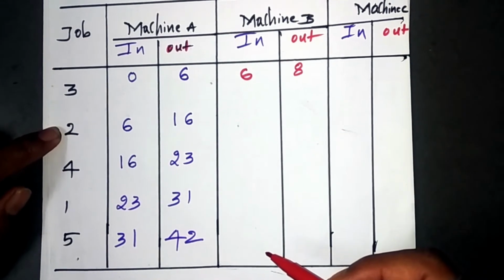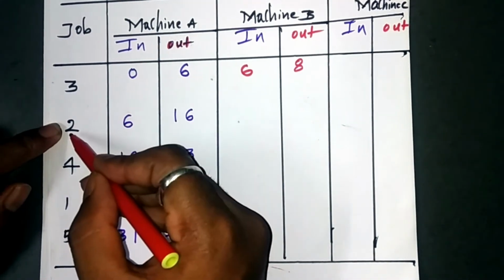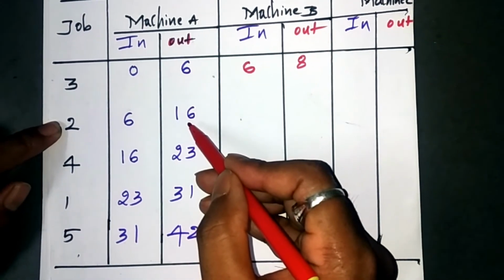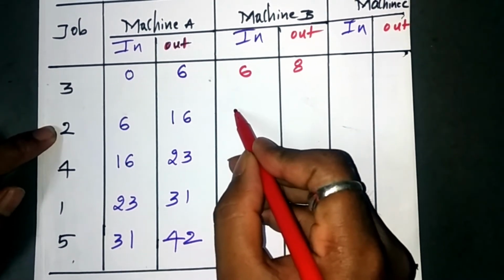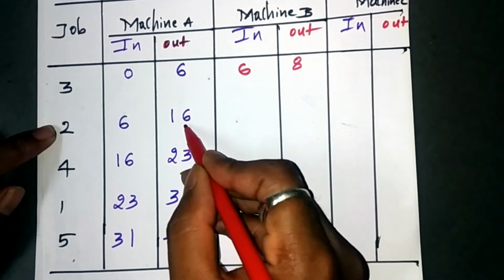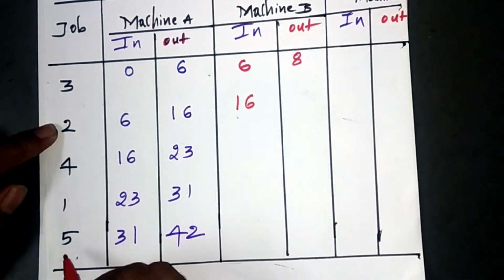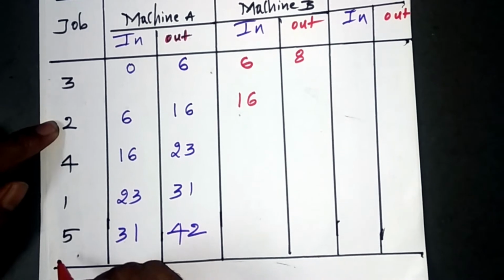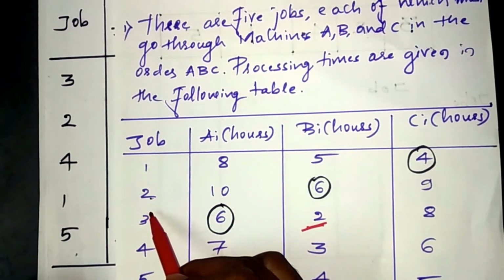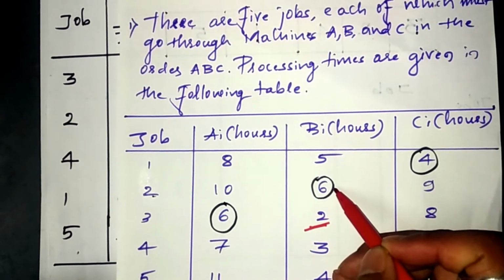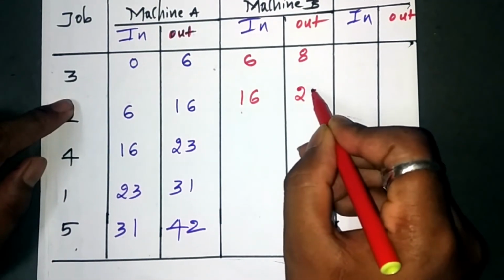Now we're going to write for job number 2 on machine B. Job number 2 has finished its work at 16 hours, so after 16 hours it's going to enter machine B with in time as 16. Here we have an 8 and here we have a 16. Whichever is the maximum number, you write it here. So 16 is the maximum number that I'm going to write. Job number 2 on machine B, how much time is required? We will see it here. It requires 6 hours. So this 6 hours I am going to add to this 16, and I'll get the total time as 22.